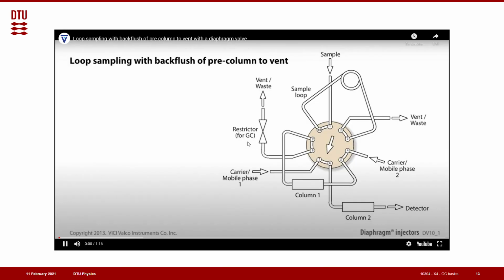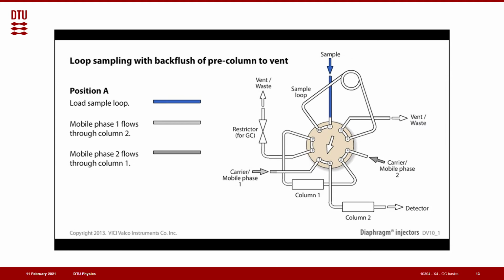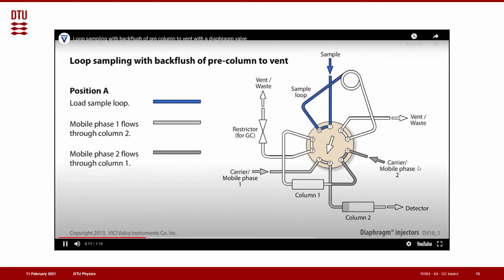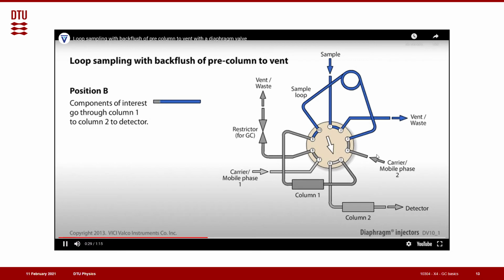So, same as before, we have the sample coming in, going into the sample loop, and then out again. In this case, just to waste. Then we have two carrier gases. One goes through column 1, in this case back flushing, and the other one just sending the sample through. So now we turn the valve, we see that the sample is being sent into the column.